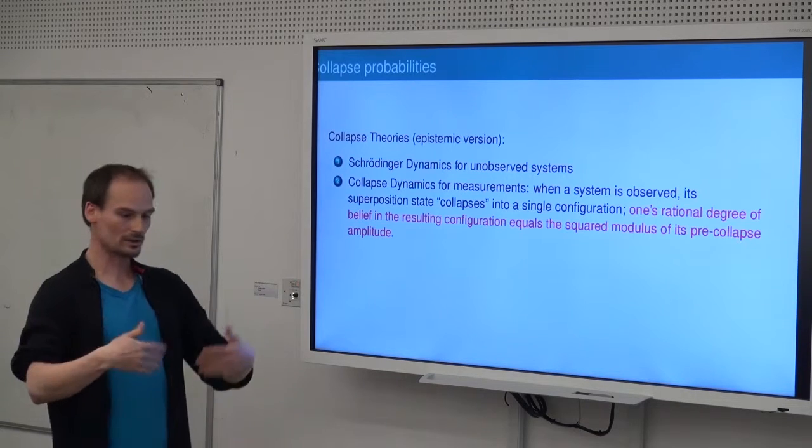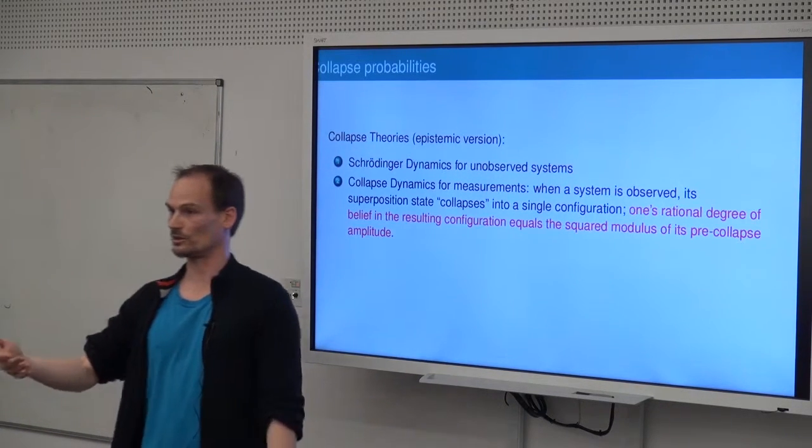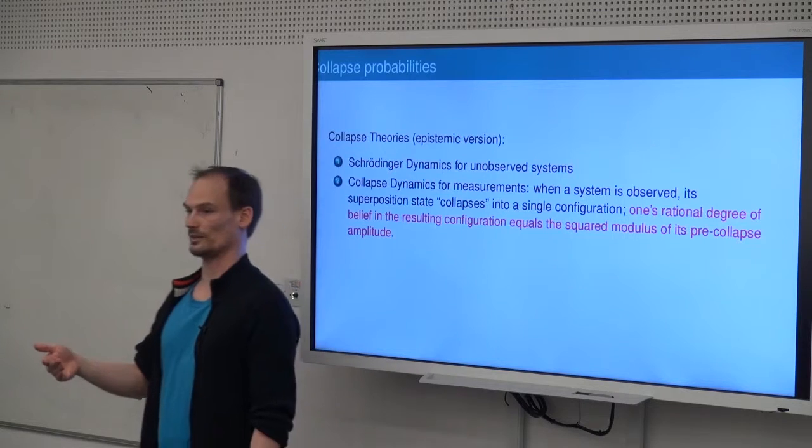If you've already looked at, or if you've already heard, let's say, the detector go click, of course your degree of belief that the detector goes click is 1.